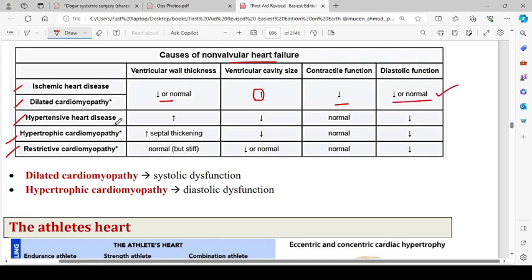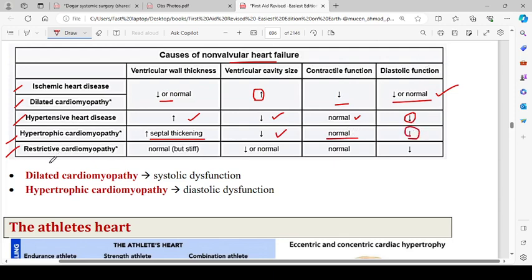In hypertensive heart disease, it is kind of a diastolic stress on the heart, which may lead to diastolic failure as well. So ventricular wall thickness is increasing, ventricular cavity size will decrease, contractile function will be normal, and diastolic function will be decreased. Hypertrophic cardiomyopathy, again, this is thickening of the ventricular wall with septal thickening. Ventricular cavity size will be decreased, contractile function will be normal, and diastolic function will be decreased.